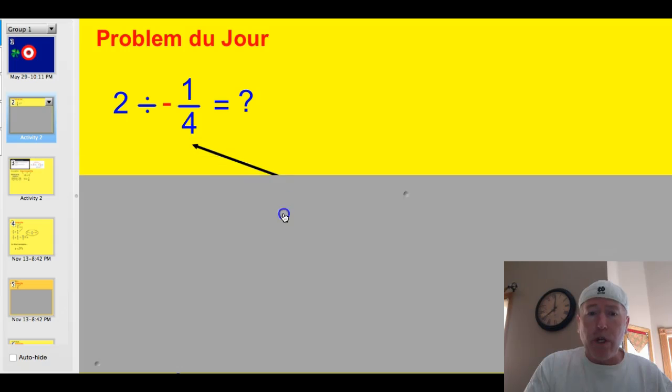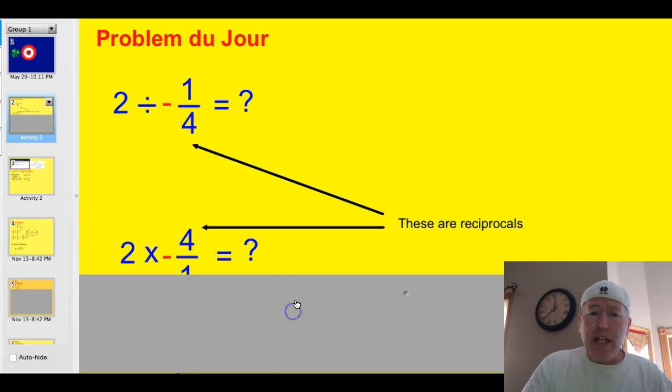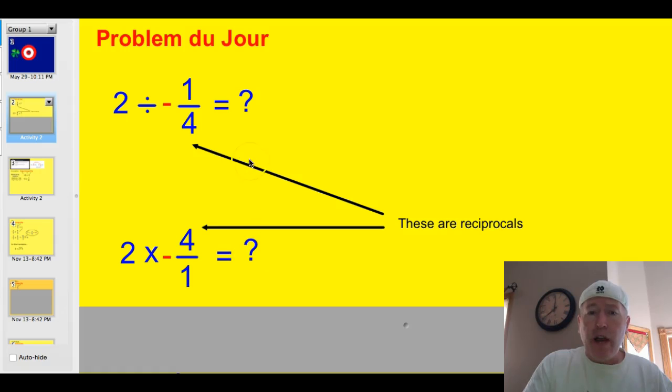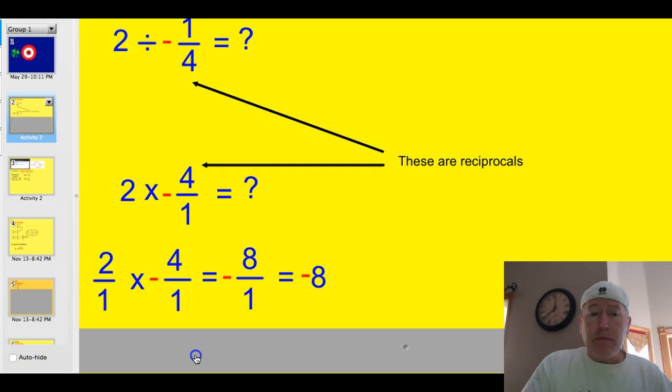But let me show you how you work it. Just like dividing regular fractions, when you divide negatives, you multiply by the reciprocal. So here we got the 2 divided by negative 1/4. So we keep the 2, we change the sign, we flip the fraction to the reciprocal. So now you have 2 times negative 4, or negative 4 over 1. You can think about it in multiplying fractions as 2 over 1 times negative 4 over 1. Multiply straight across. You have negative 8 over 1, and there is your negative 8.